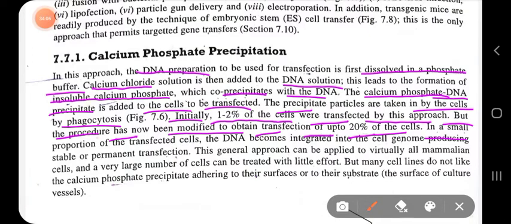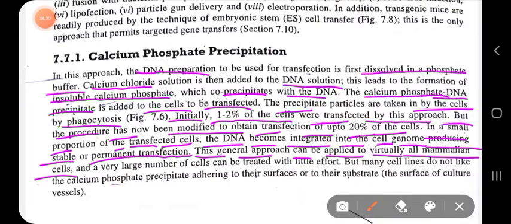In a small proportion of the transfected cells, the DNA becomes integrated into the cell genome, producing stable or permanent transfection. This general approach can be applied to virtually all mammalian cells. That means if you want to go for plant cells, then we have to prepare protoplasts first, and then we can introduce our desirable DNA by this calcium phosphate precipitation technique. In the case of animal cells, it is easy because there is no cell wall, so we can directly use our target animal cells for transfection by this procedure.